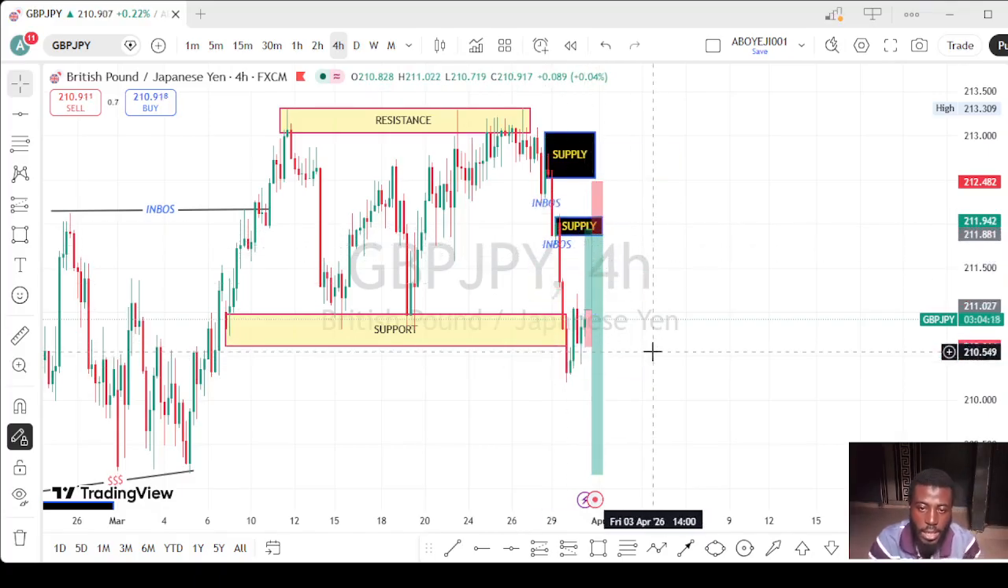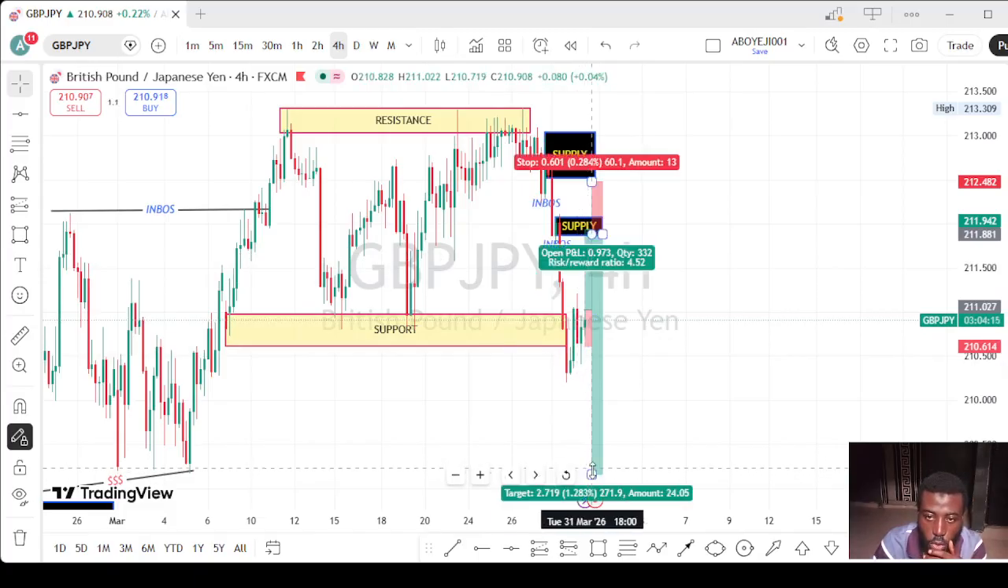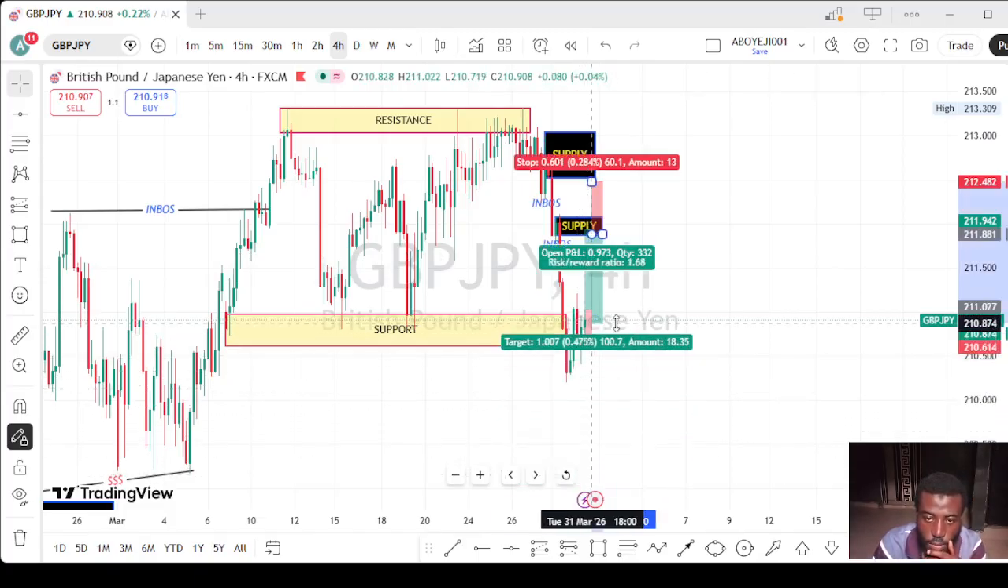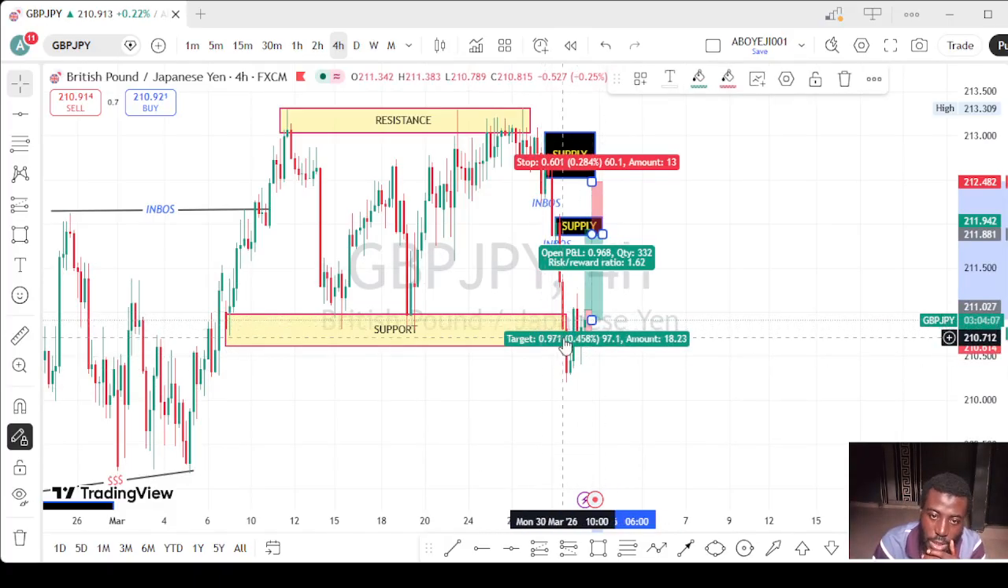Market is giving us supply here. So this supply, let's just use 1:3. Market should come back here because this place is very valid. It's very valid. This one is very valid. Market can come back here, or market can break it. You understand?